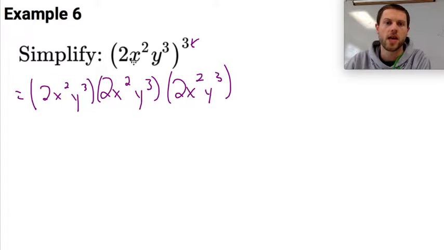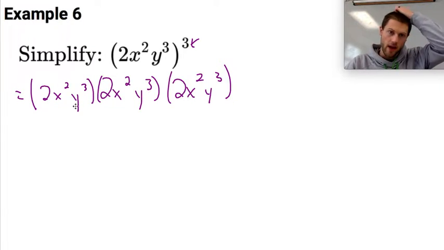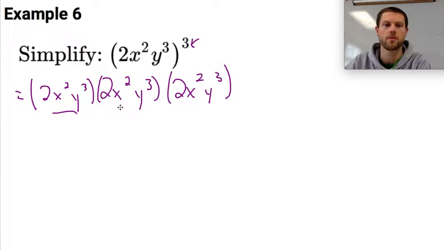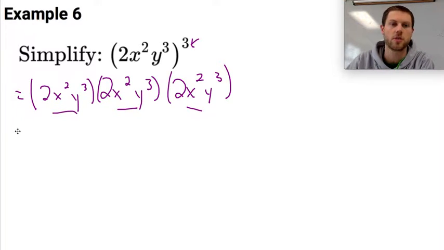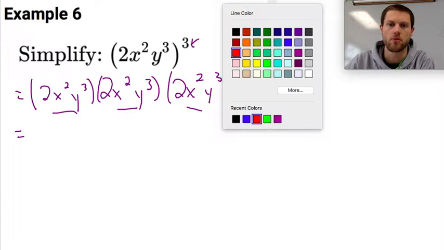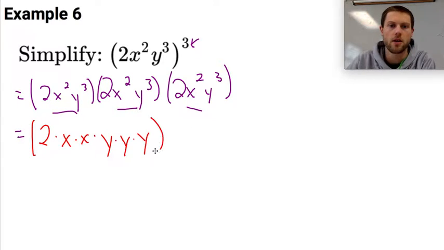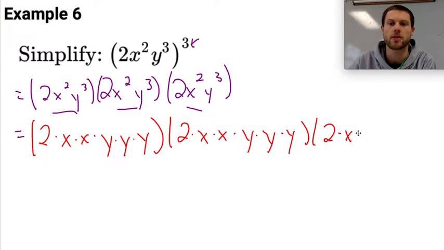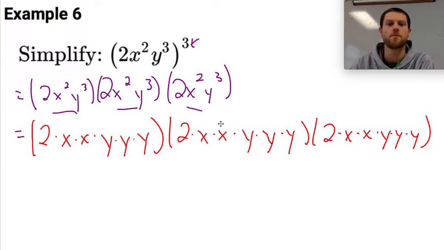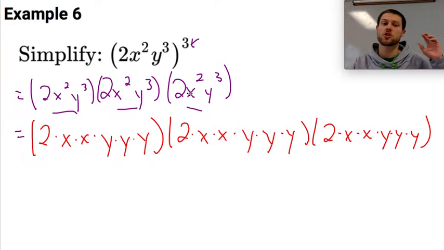So essentially what I'm doing is I'm taking this 2x squared y to the 3rd and I'm multiplying it by itself once, twice, 3 times. Now let's expand. Let's go with red for expand. Okay, so this is 2 times x times y times y times y times 2 times x times y times y times y times 2 times x times y times y times y. All right, took care of all of these. Now I'm going to skip a step here. I'm not going to sort these out, but I'm going to actually multiply them together.